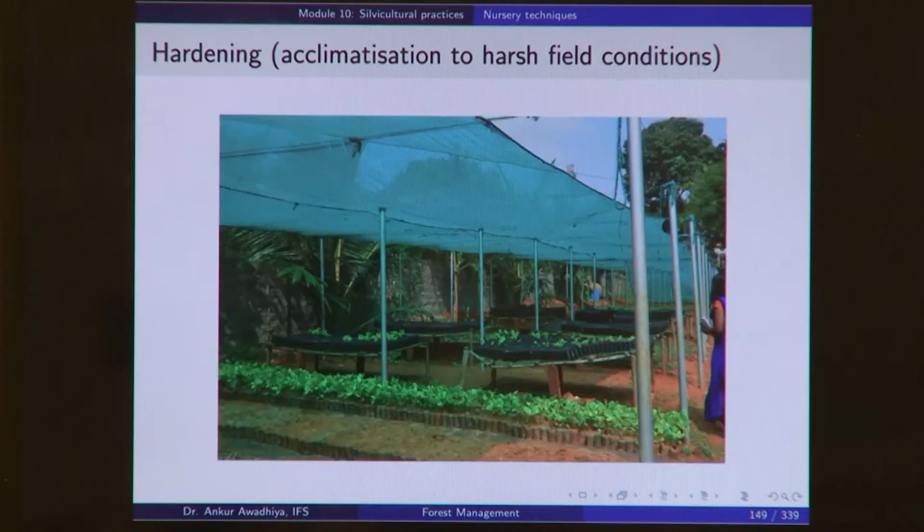Hardening is the process of acclimatization of the plants to harsh field conditions. In this case, the plants are being moved from an area of excessive or optimal care to an area of harsh conditions. Typically, hardening is done by putting the plants under a green net. From a very low amount of light, they will slowly and steadily be shifted to the very harsh 100% sunlight and dry conditions.